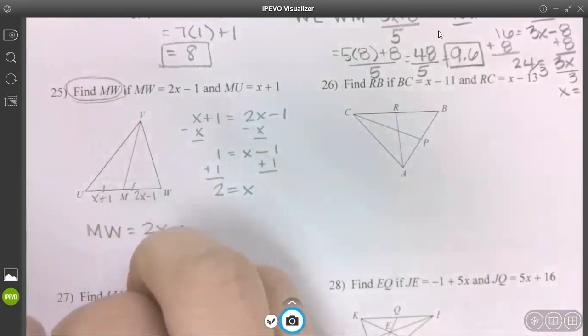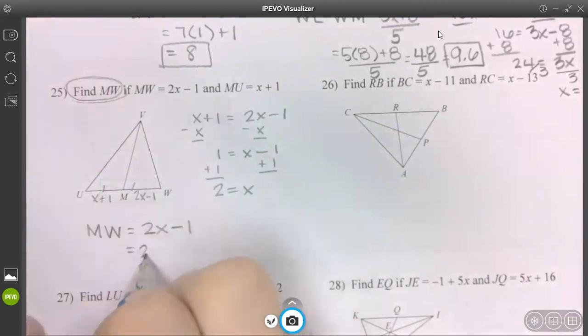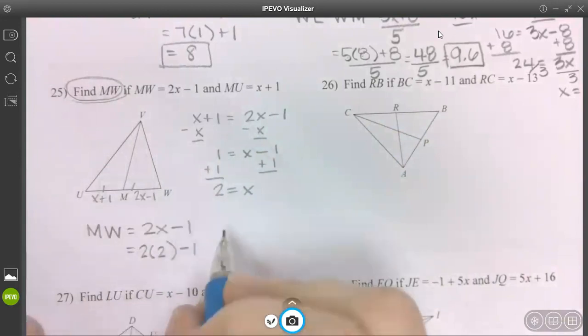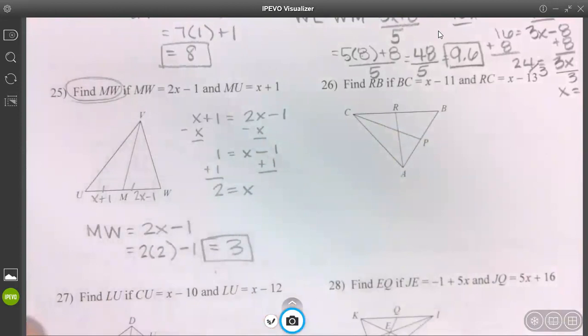At the top, it told us that MW is 2x minus 1. We're going to plug in our 2. 2 times 2 is 4, minus 1 is 3.